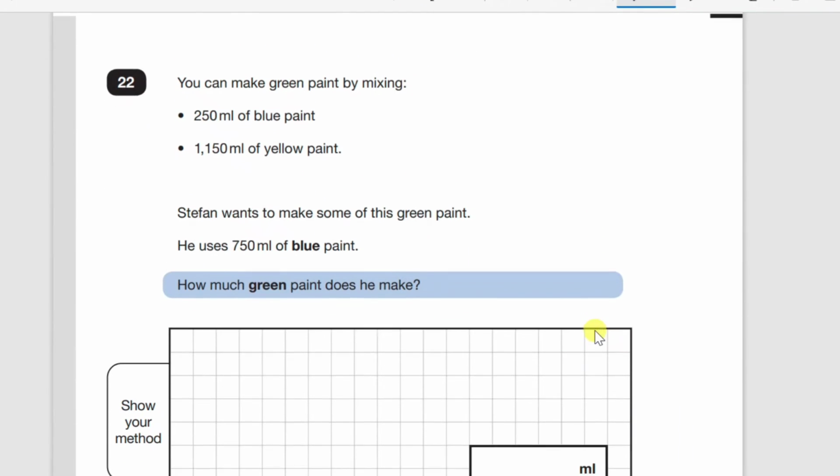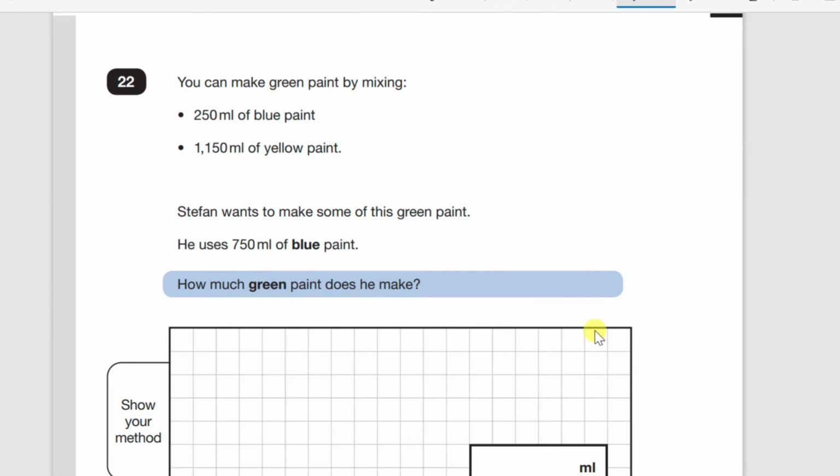Now 22. You can make green paint by mixing 250 milliliters of blue paint and 1150 milliliters of yellow paint. Oh, interesting. Stefan wants to make some of this green paint. He uses 750 milliliters of blue paint. Okay. How much green paint does he make? Well, this is the scale factor question. It's telling us that for every 250, you need that many yellow. But he wants 750. The question is, how many times bigger is 750 to 250?